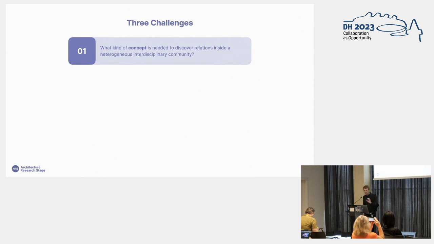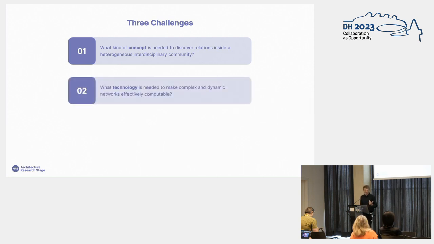The question is, what kind of concept is needed to discover relations inside a heterogeneous interdisciplinary community like architecture research? The typical bibliographic metadata, we need more than these metadata. The second question is, what technology is needed to make complex and dynamic networks effectively computable? The typical relational databases are not effective for this.